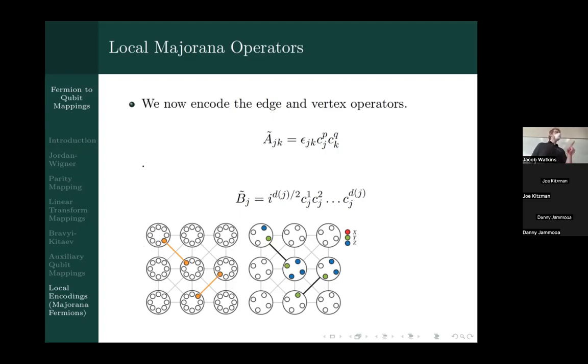I'll get to you in a minute. I'll just try to go through the edge operator a little more clearly. In our Hamiltonian, we have a hopping term between fermions J and K, so we need to use the edge operator. We have a minus sign or not, and then we have the local fermion operators.